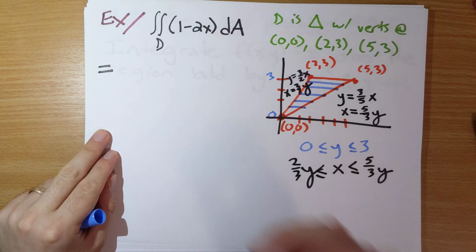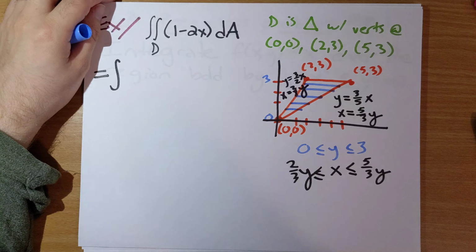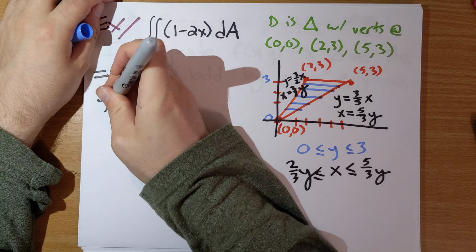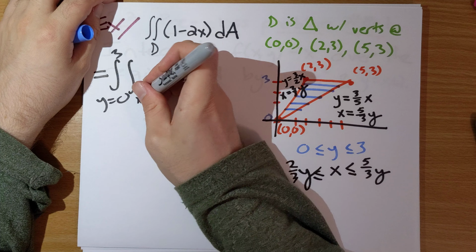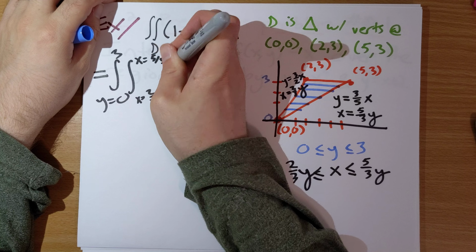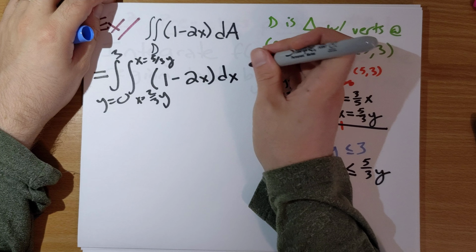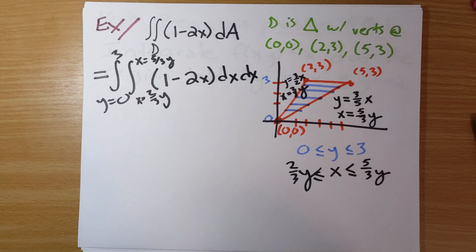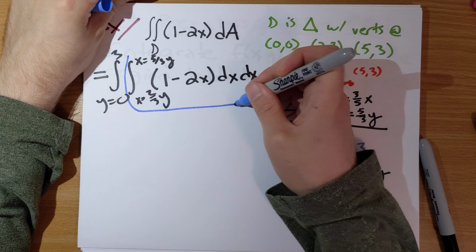So what do we say? This double integral is equal to the iterated integral. y runs from 0 to 3. x runs from 2/3 y to 5/3 y. And our integrand is 1 minus 2x dx dy. So this is the setup. The setup is almost always the more interesting part.